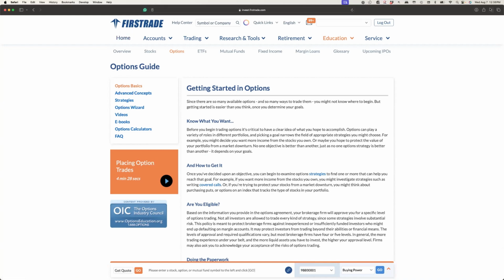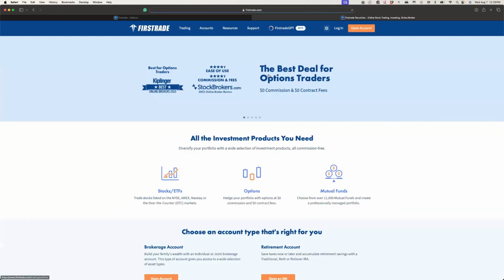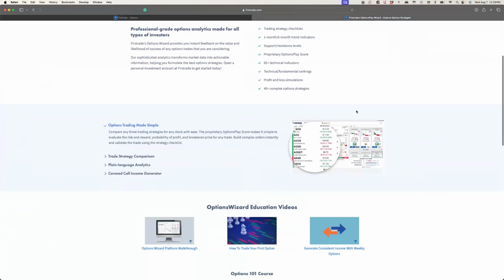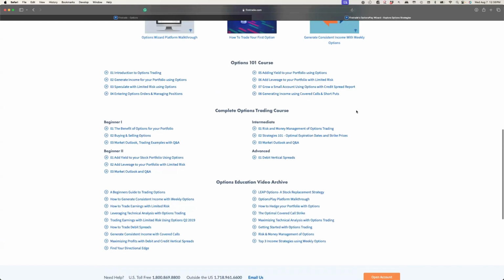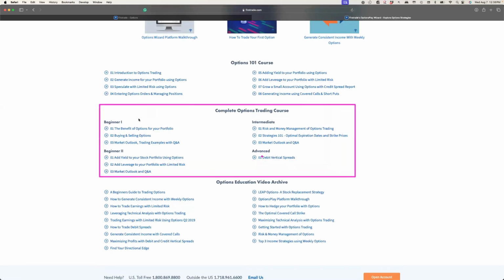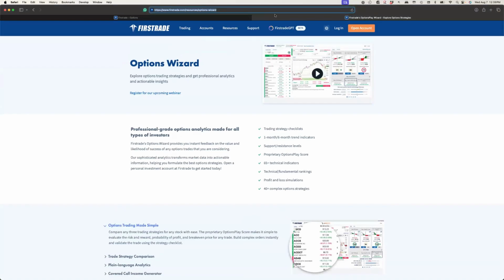But also if you go to the First Trade homepage, firsttrade.com, and you go to resources and you go to Options Wizard, you'll see we have quite a few trading courses. We have a complete trading course, which will go through beginner, intermediate, and advanced strategies. They're all available to you here on firsttrade.com. I'll post this link into the chat window as well.